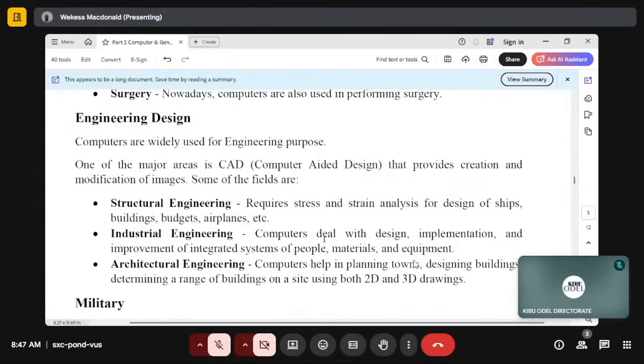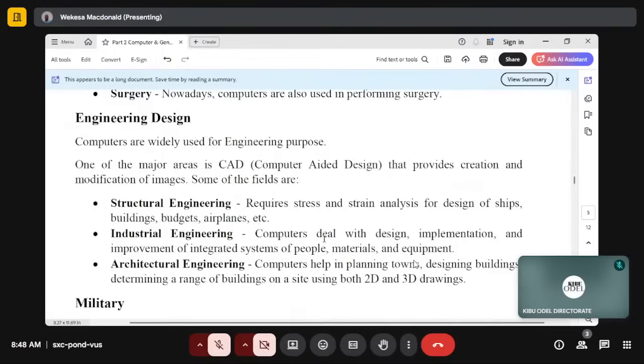Computers are used in engineering, computer aided design. The building you are in was designed using a computer. Okay. So in structural engineering, your gari unaendesha, it was designed by a computer. That building was designed by a computer.